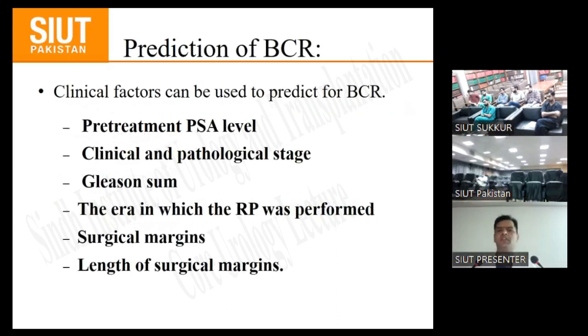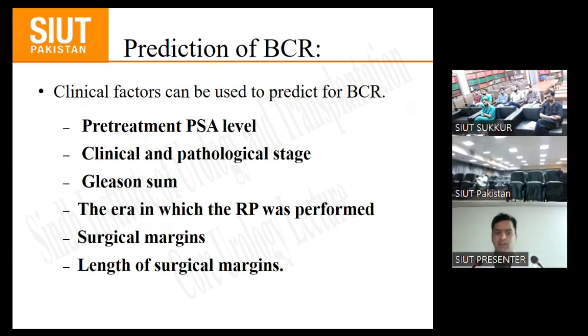How to predict biochemical recurrence? Clinical factors can be used to predict biochemical recurrence: pre-treatment PSA level, clinical and pathological stage, Gleason sum, the era in which the radical prostatectomy was performed, surgical margins, and length of surgical margins.